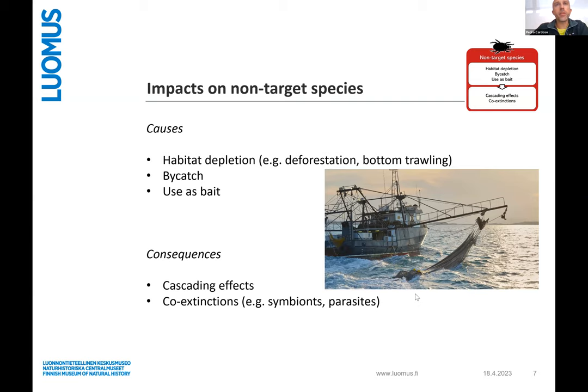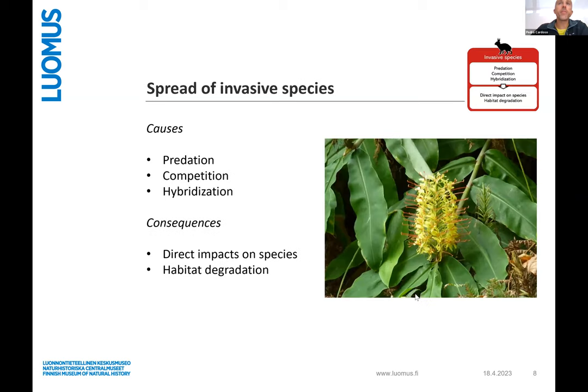You can also think about deforestation. If you cut a forest for some rare timber, then of course it will affect every species that was depending on this forest and so on. So we're always talking about cascading effects in these networks. We're talking about co-extinctions. When a species goes extinct, then many species that are related, that depend on this species, will also go extinct.